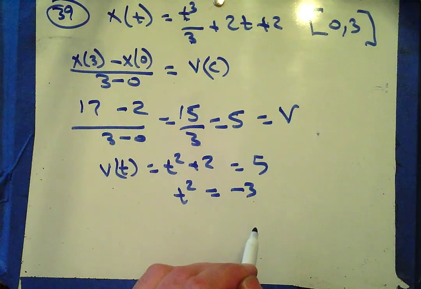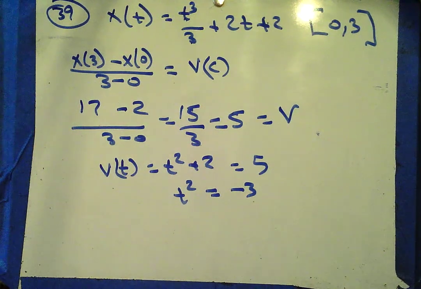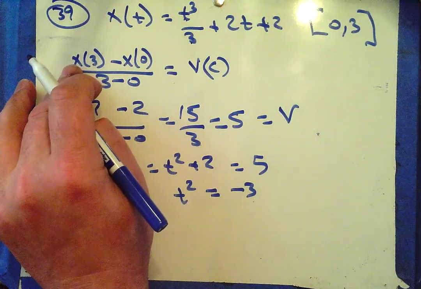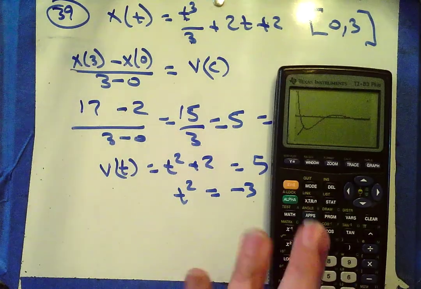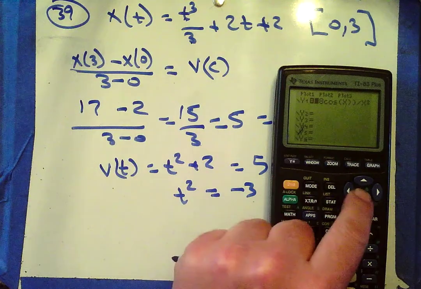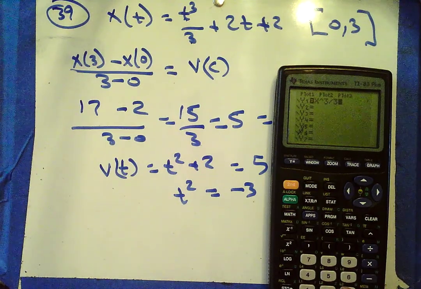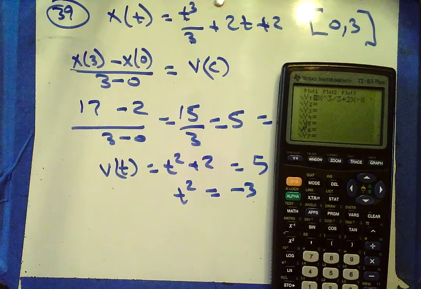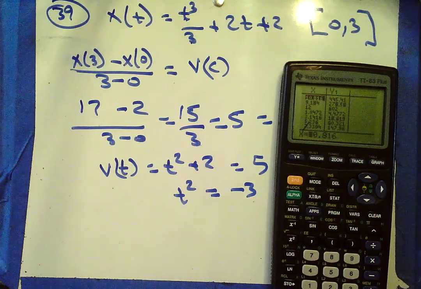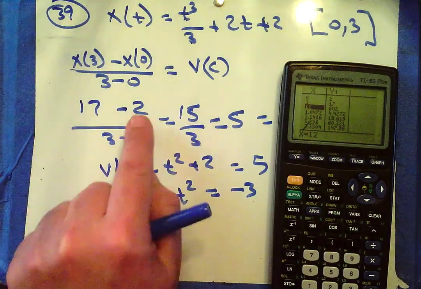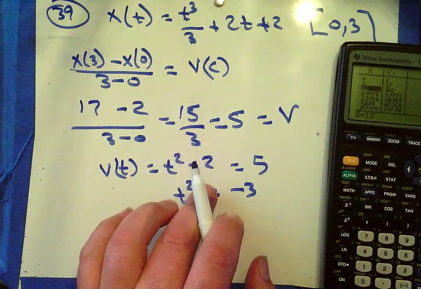Did I copy the problem down wrong? I did not copy the problem down wrong. Instantaneous average, that's x of t, average velocity from 0 to 3. That's average rate of change, that's average velocity on 0 to 3. Let's plug this into my calculator and confirm that I got the correct values. We've got x to the third divided by 3 plus 2x plus 2. I go over to the table, I plug in 0, and I plug in a 3. Yes, 17 and 2. 17 minus 2 is 15. 15 divided by 3 is 5.